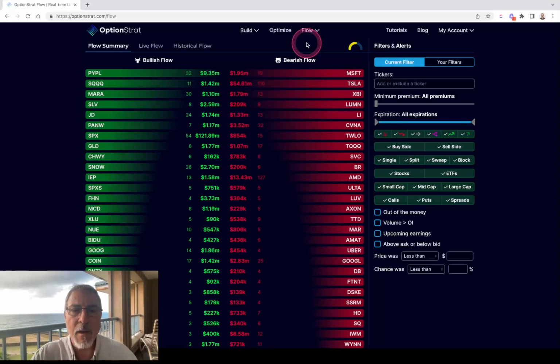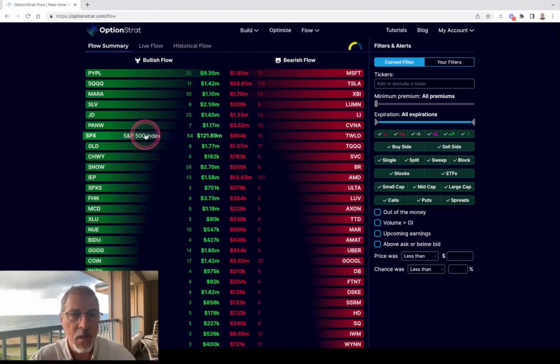But what I want to look at right now is specifically what stands out to me. Well, why does this stand out? One, this is a large index, largely traded by professionals. That's probably the first thing. The second thing is, look at the volume here, 121 million, and this is bullish flow. So let's look a little deeper here.